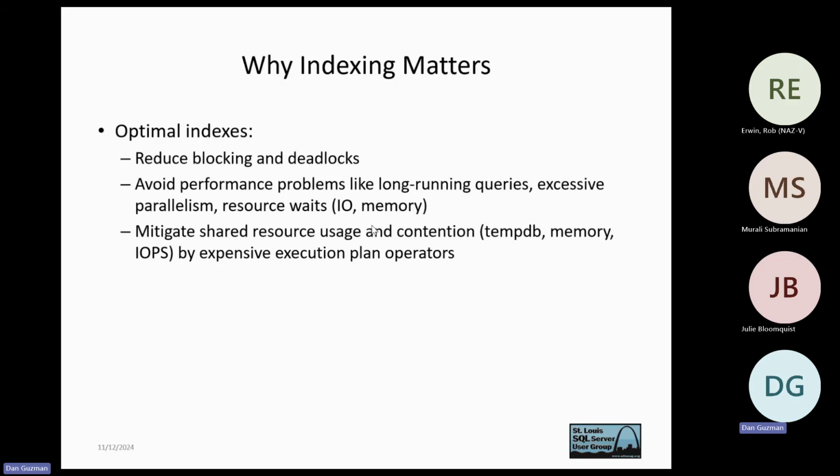There are other ways to reduce blocking and deadlocks, and that's with using optimistic concurrency, row versioning isolation levels and those sorts of things. But even with that, indexing is really the first thing I suggest to try to avoid any of those kind of concurrency issues, because in addition to helping concurrency, it's also going to improve your performance overall.